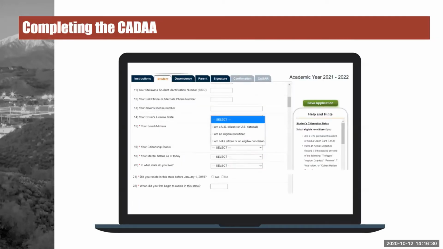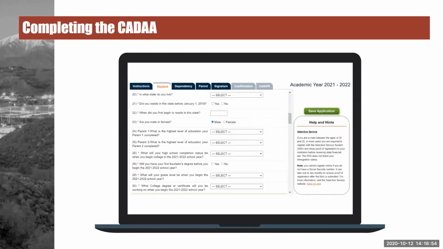As you are working on this application, it is important to keep in mind the built-in help features available on the DREAM Act application. For example, you will notice that when selecting the drop-down for citizenship status, there appears a help and hints box on the right-hand side of the screen. Make sure to review these help and hints boxes to assist you with better understanding how to answer each question.